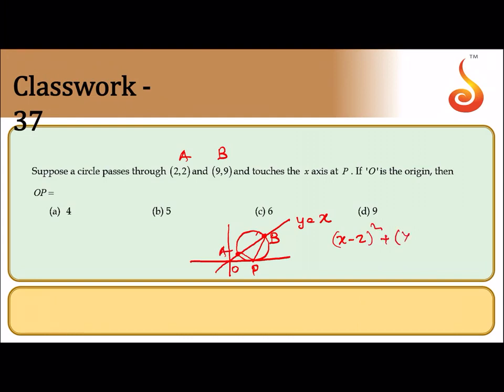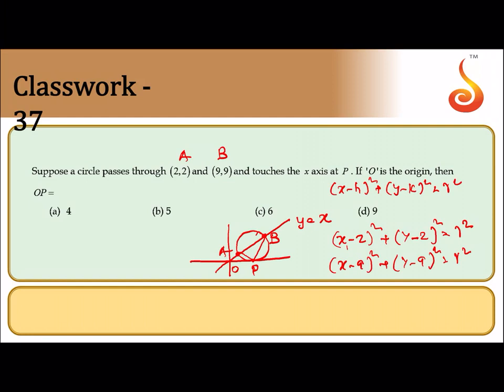Suppose I write x minus 2 whole square plus y minus 2 whole square is equal to r square. Another circle we write as x minus 9 whole square plus y minus 9 whole square is equal to r square. Why we took this one? Instead of x1, y1 general variable, I'll write this one as x minus h whole square plus y minus k whole square is equal to r square.